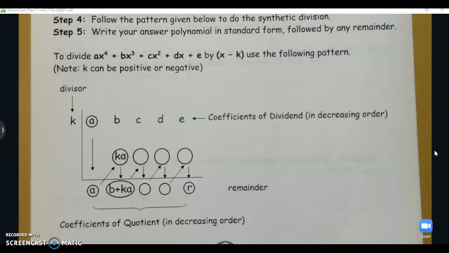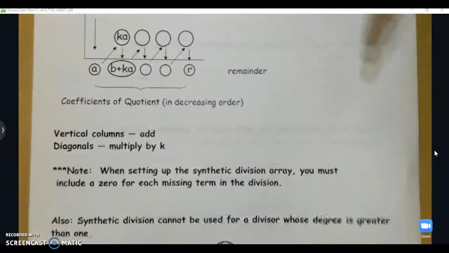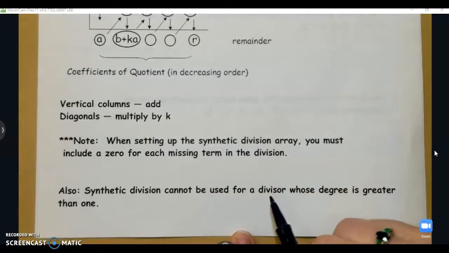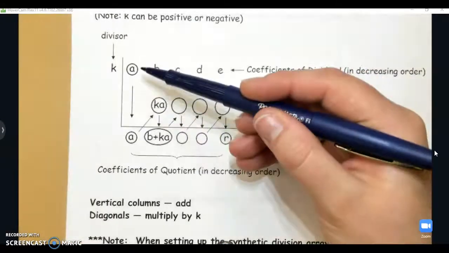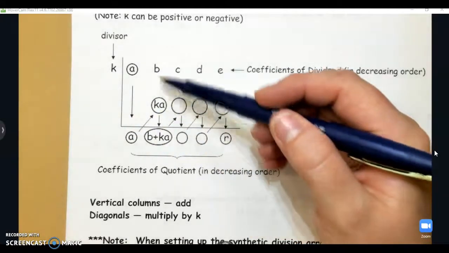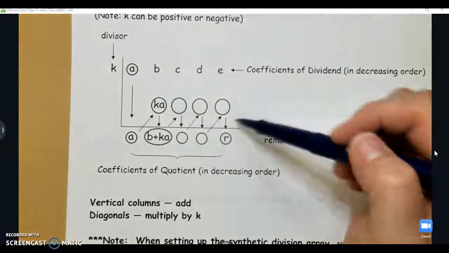Okay. So, quick reminder, when you're setting up the synthetic division array, we still have to use that 0 for missing terms, and it cannot be used when our divisor's degree is greater than 1. So if we have like x squared or something, we cannot use synthetic division. So the first thing we're going to do is bring down that first coefficient, and we're going to multiply it by k, then we're going to add b. And we're going to repeat that process over and over again. So let's jump right into an example here.